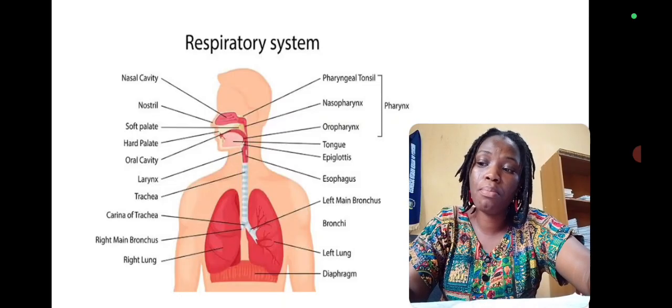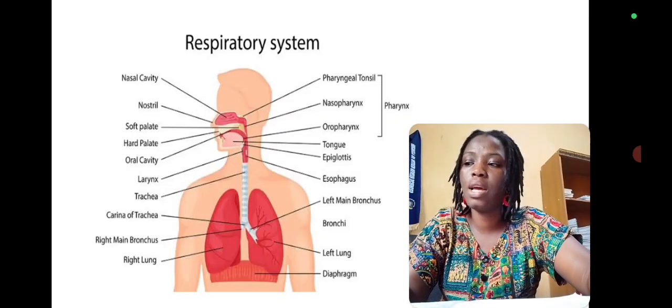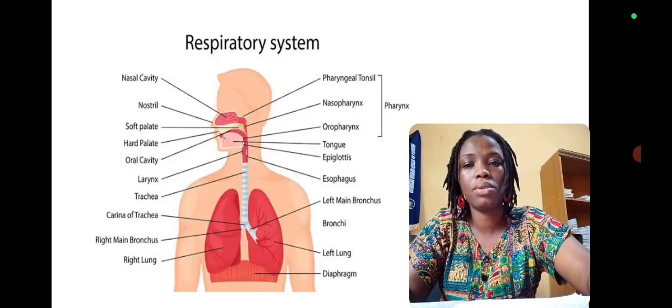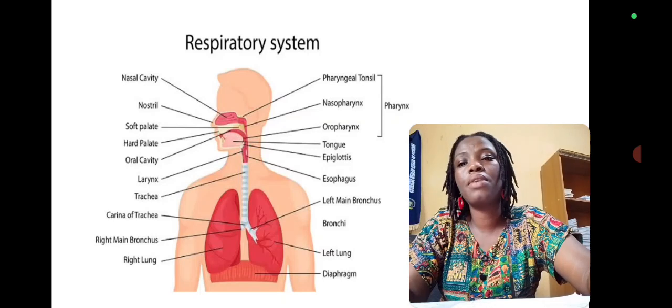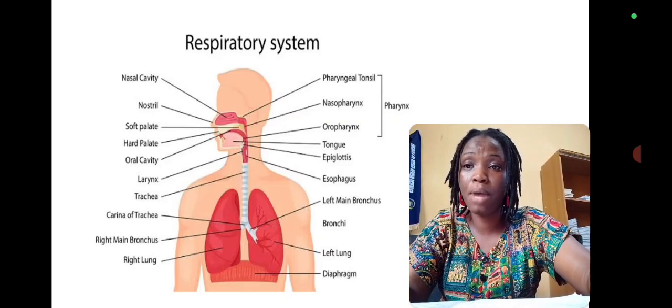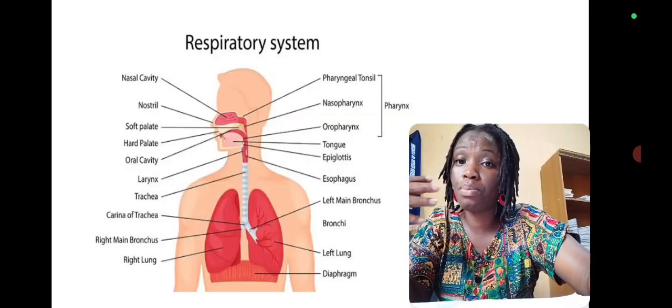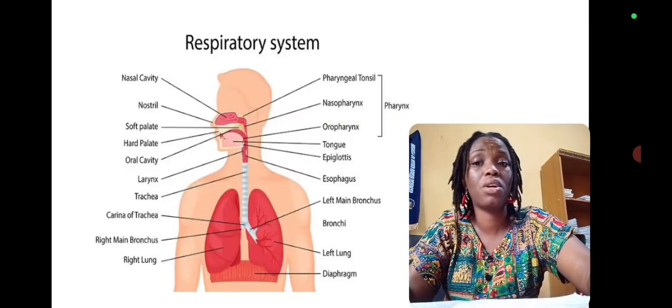The respiratory cycle has three phases: inhale, exhale, pause. Inhalation, exhalation, and pause. That's the three respiratory cycle. And the respiratory system is made up of different organs, starting from the nose and the mouth, because sometimes some people use their mouth to breathe, to inhale and to exhale, depending on different conditions.